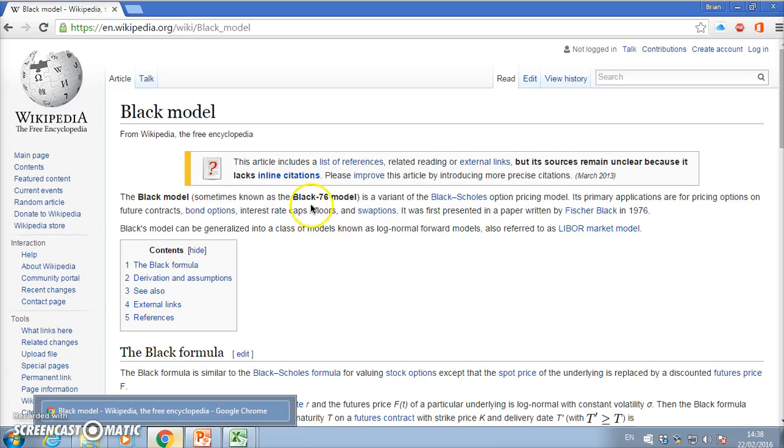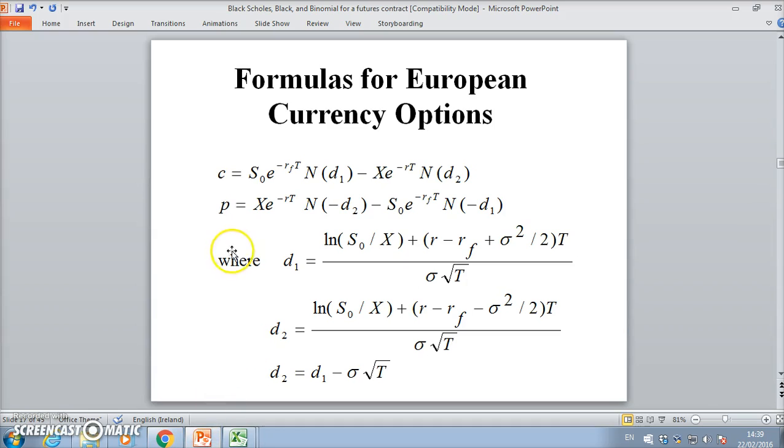The Black 1976 model, generally used for futures contracts and valuation of swaptions, is a variant of the Black-Scholes model. In this video clip, I'm going to try to link the relationship between the two and how one model is in fact just an extension of the other. To take an example, I'm going to look at a currency option. A currency option is like any other type of option, including an option on a stock.